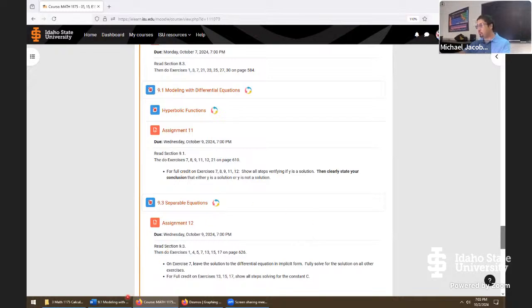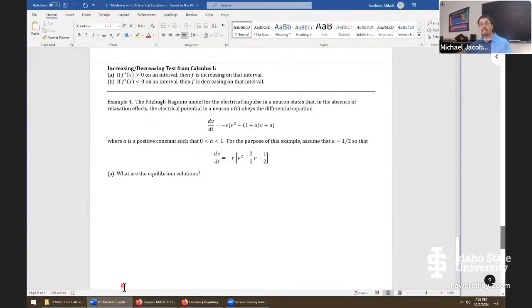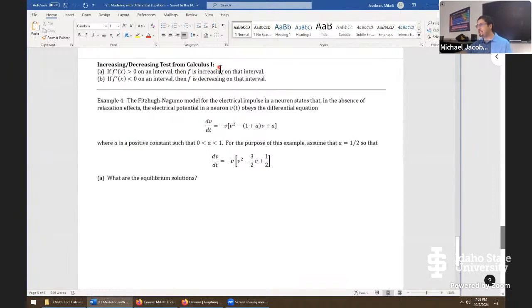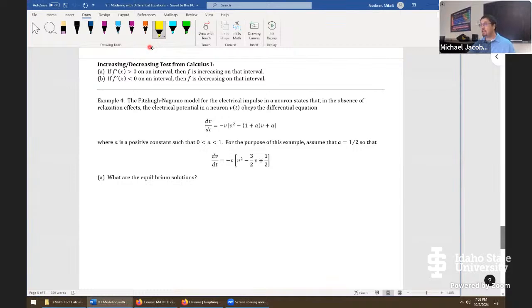We left off section 9.1 with this problem right here. And I imported from the Calculus 1 notes the increasing-decreasing test, which seems kind of curious at first, but that's one of the cool things about differential equations. If you're dealing with a first-order differential equation, that means the highest order derivative that occurs in your equation is the first derivative, like we have right here. And the increasing-decreasing test is talking about the first derivative.